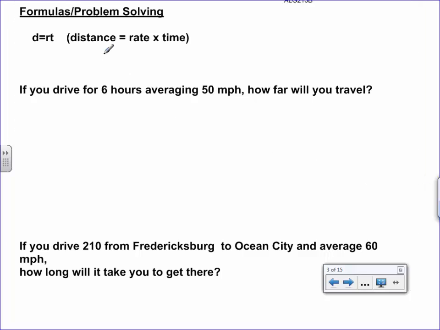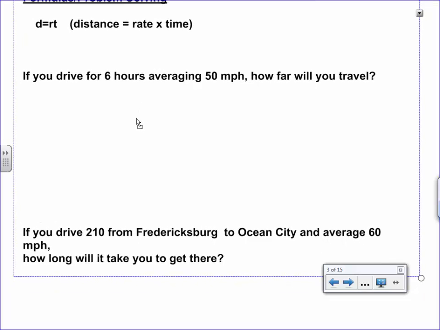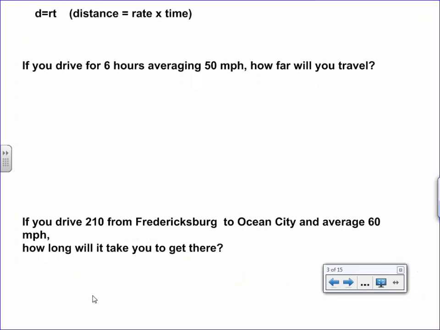D equals RT. Distance equals rate times time. If you have two of the variables, just plug those in and find the missing one. So the first one is, if you drive for 6 hours averaging 50 miles per hour, how far will you travel? So the formula is D equals RT.